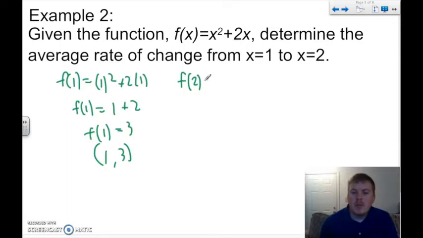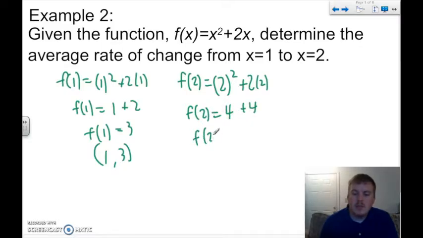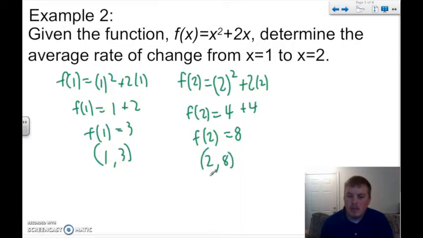And then I'm going to do the same thing with 2. I'm going to plug 2 in, which is going to give me 2 squared plus 2 times x, which in this case x was 2. So f of 2 is going to be equal to 4 plus 4. So f of 2 is going to give me 8, which means I plugged in 2 for x, and I got 8, so that's going to give me my ordered pair here.